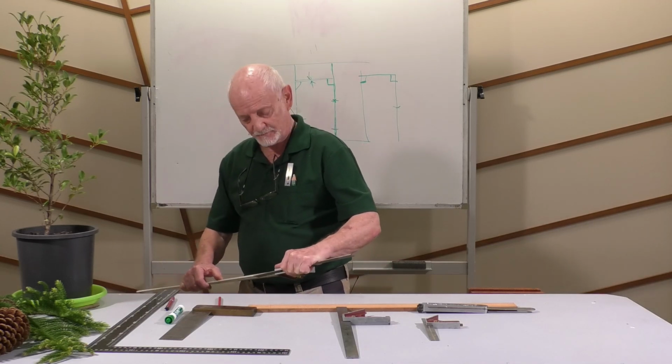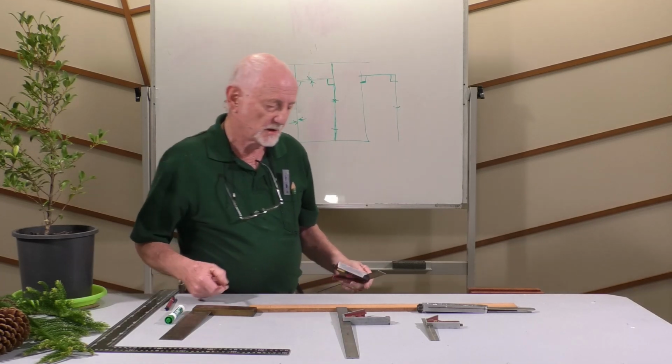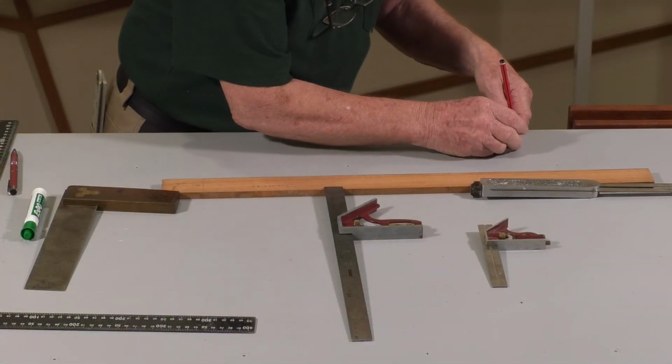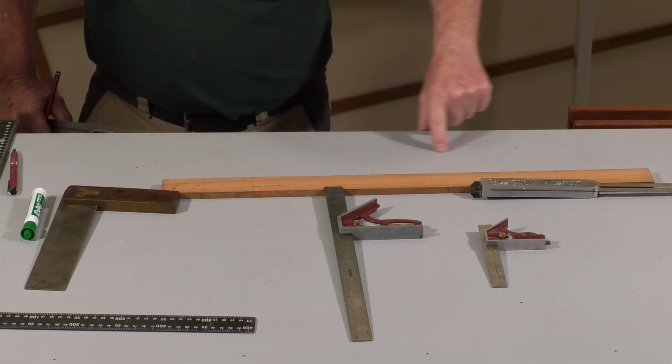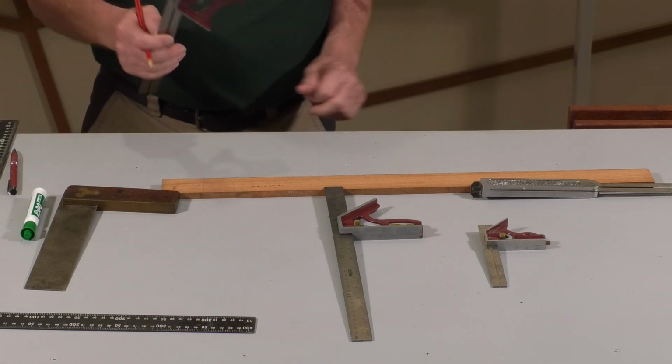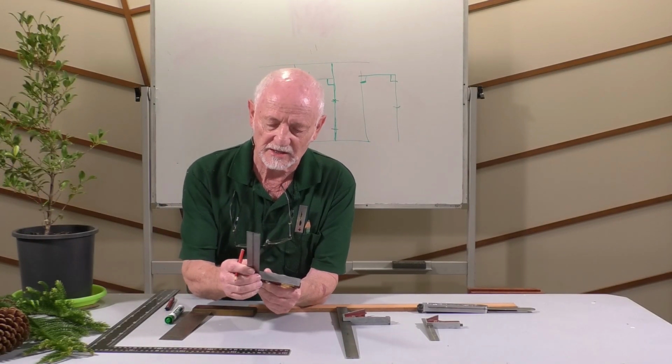That's not a bad guess. 60 mil, lock it in, and then I can run my pencil along the edge all the way, and I get a parallel line at 60 mil off the edge. Now I can change that to suit any distance up to the length of the blade.